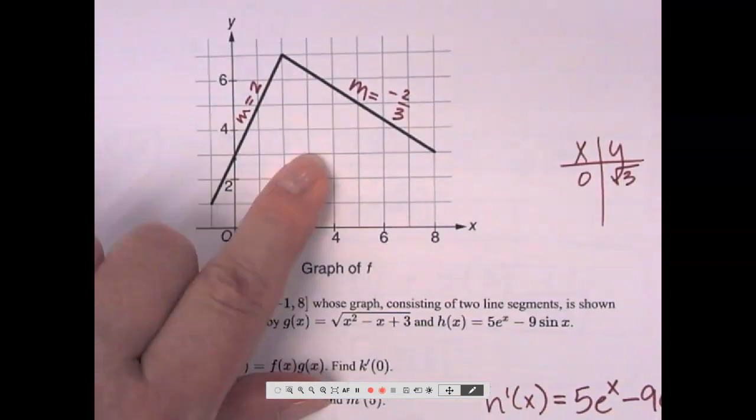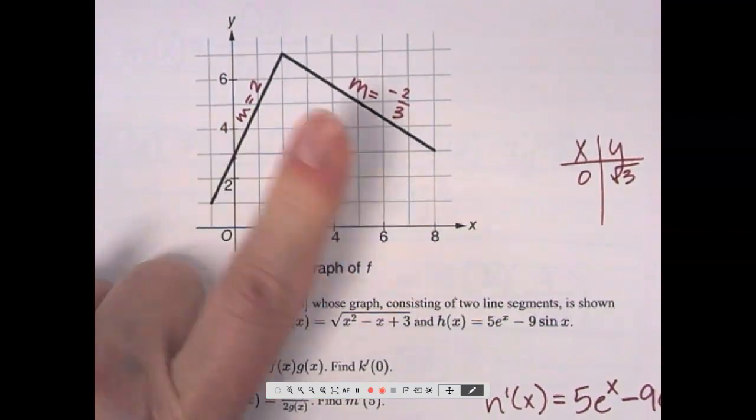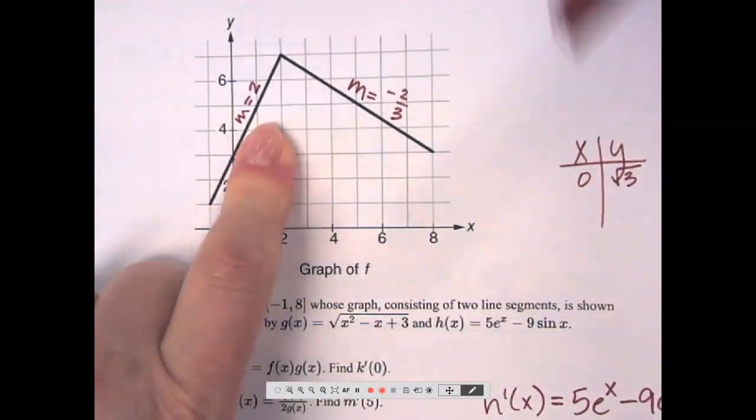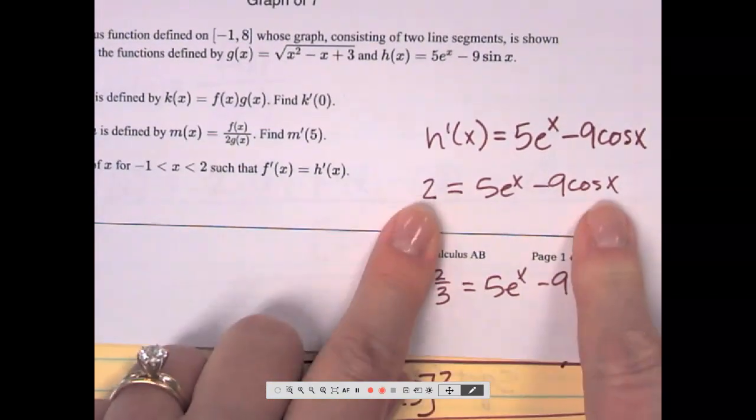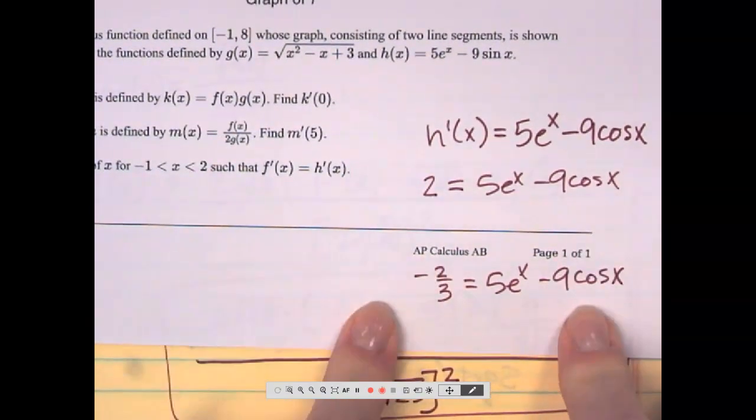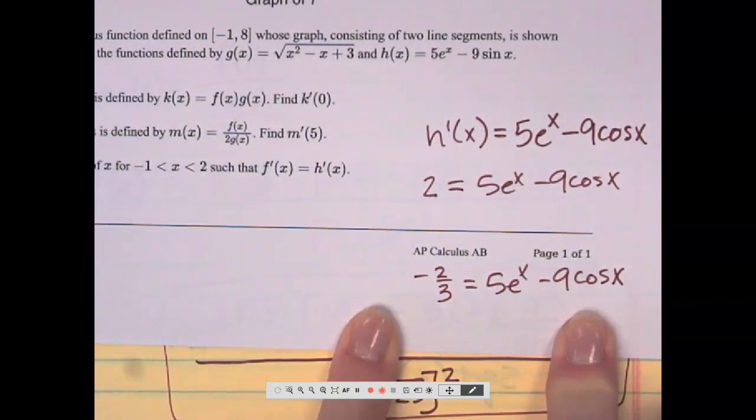Because of our graph up here, I only have 2 slopes that exist. And this question is asking me, where are those 2 derivatives equal? So where are these equal, and where are these equal? I don't know where those are equal, but what can we do?